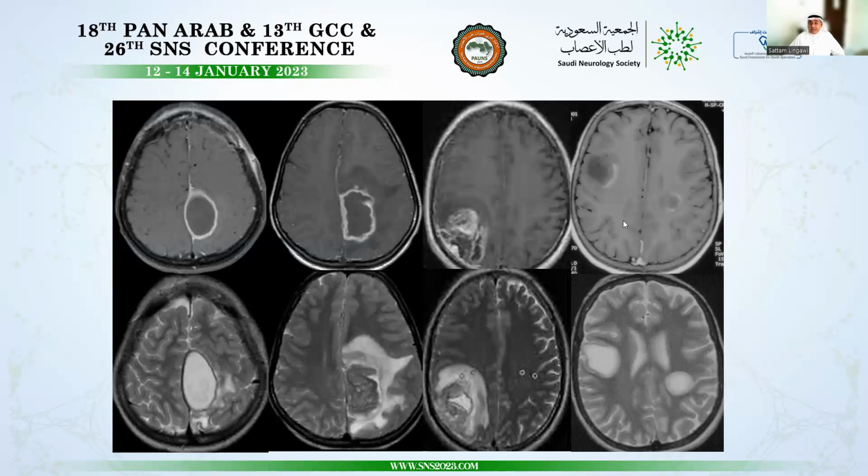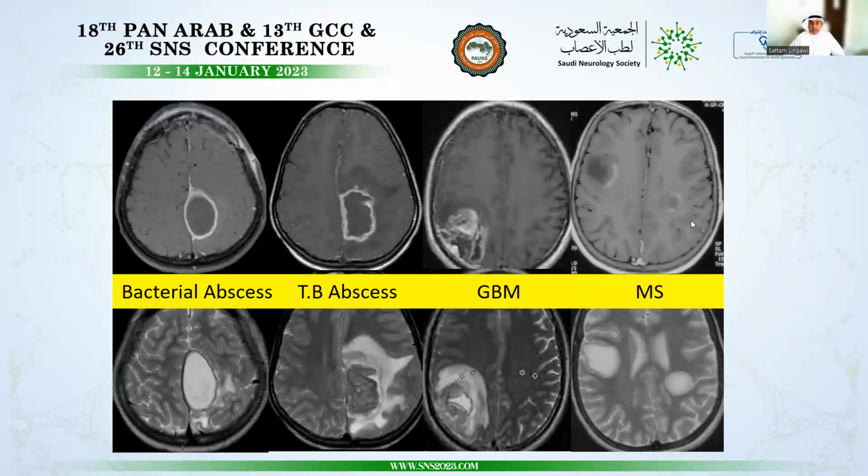The last case is multiple sclerosis of tumefactive type, showing a large pseudo lesion and lack of mass effect. The sulci are patent, there's no mass effect, and there's an incomplete ring enhancement pattern. So, by giving the contrast enhanced images and the T2 weighted images, you'll be able to differentiate the bacterial abscess from the tuberculous abscess, from glioblastoma multiforme as a neoplastic example, and MS.